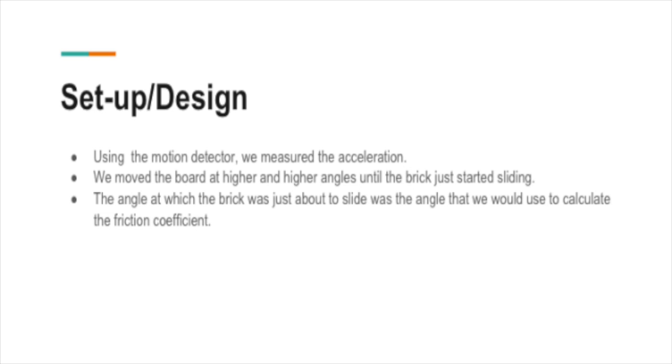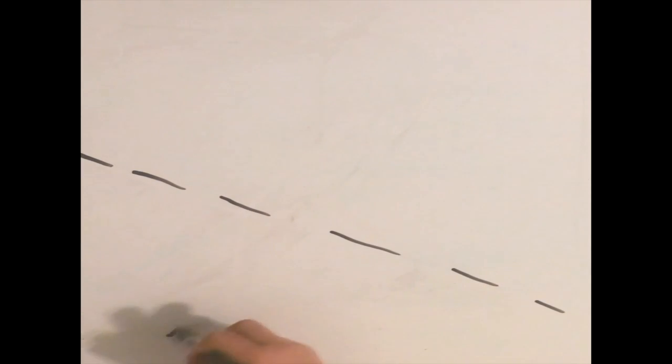First, we used a motion detector to calculate acceleration. Then we moved the board higher and higher until the brick just started sliding. Finally, we used the angle at which the brick just started to slide to calculate the coefficient of friction.